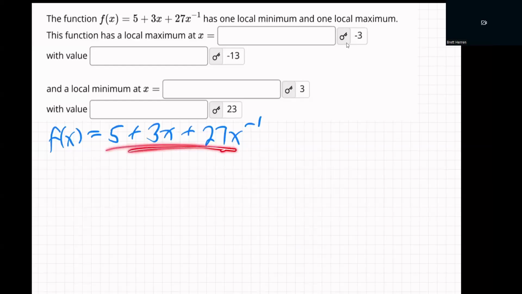Okay, this question, they give us a function. They're asking us about local mins and maxes. How do we find those? Well, it's all about the derivative, right? Because when the derivative is zero, that's where you're going to find your maxes and your mins. Why? Because the derivative is the slope.